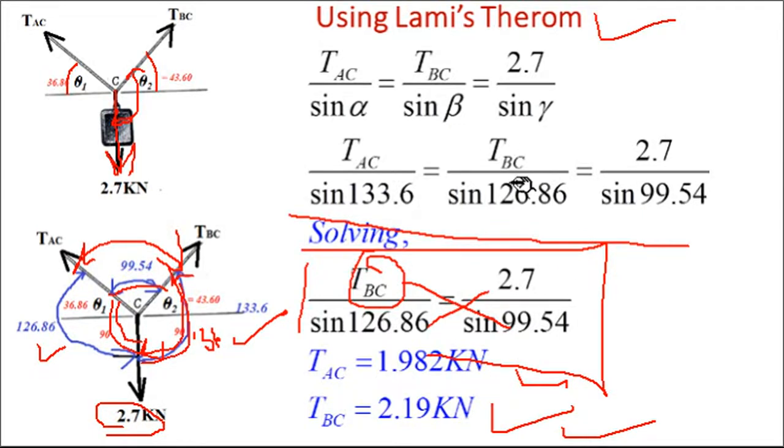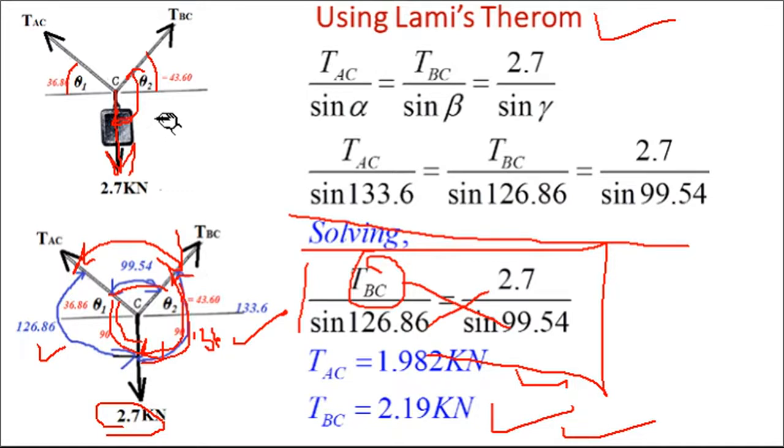Or this problem can be easily solved by using resolution. If you are feeling that Lami's theorem is difficult, then you can go for resolution. How will resolution work? Suppose summation of Fx equals 0. Summation of Fx equals 0 means TBC cos 43.6 minus TEC cos 36.86 equals 0.